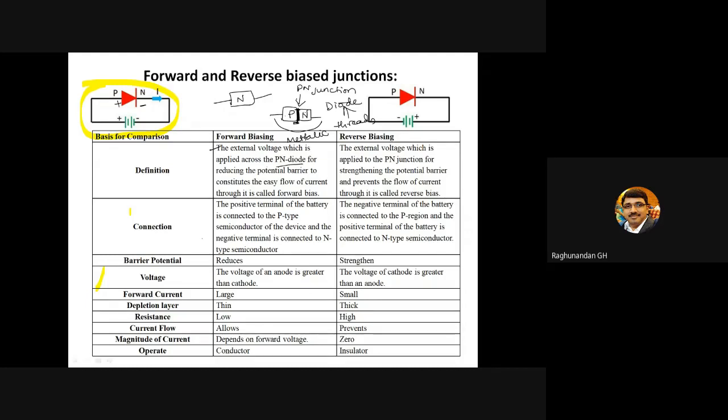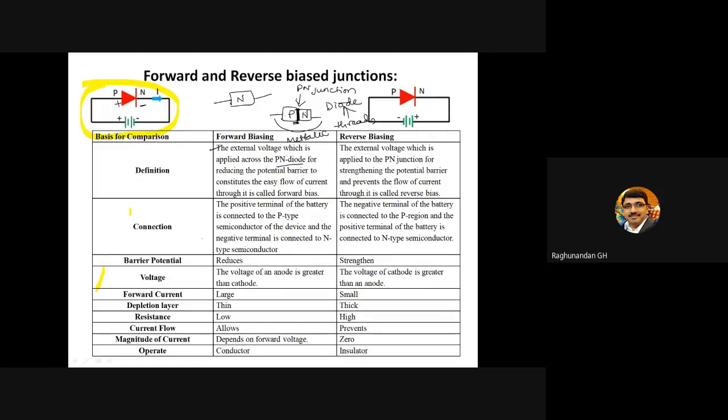But the resistance of reverse bias will always be in terms of mega ohm. That's why it will not allow the current to pass through. So the resistance of reverse bias condition will be very high, in terms of mega ohm, but the forward resistance will be very low, in terms of ohms: 10 ohm, 20 ohm, 50 ohm, like that. No kilo, no mega. So current flow is allowed in forward biasing, and there it is prevented.